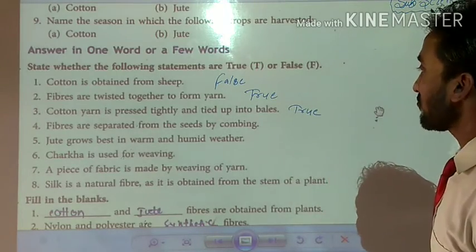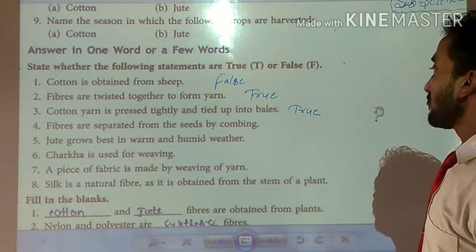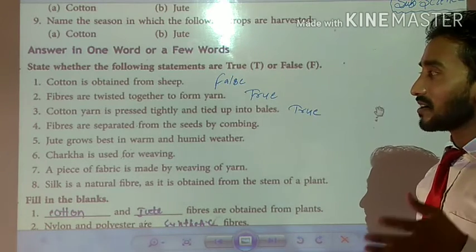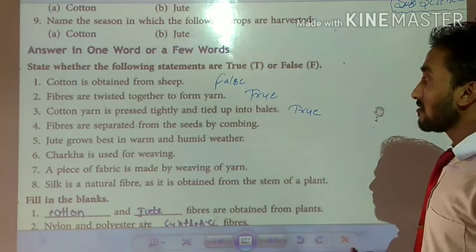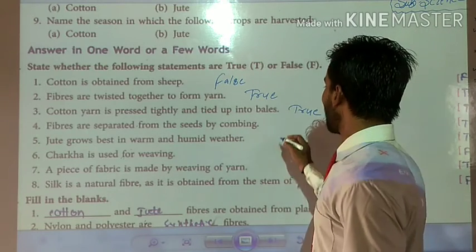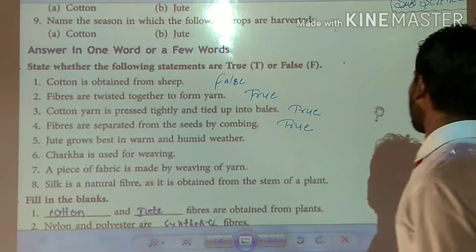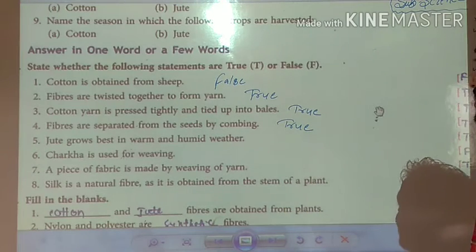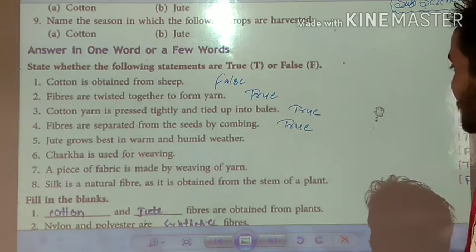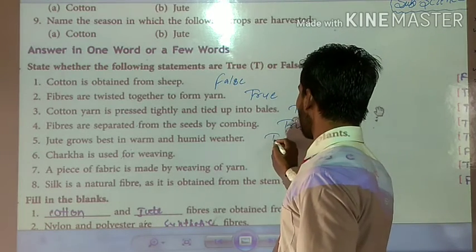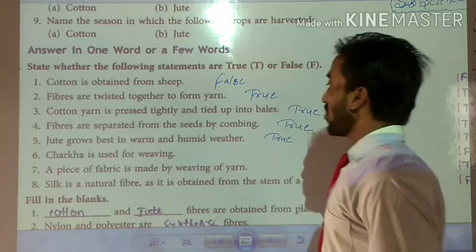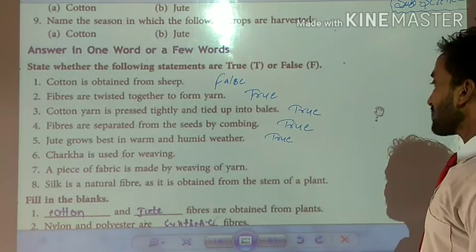See, question number 4. Fibers are separated from the seeds by combing. This statement is also true. See the next question. Jute grows best in warm and humid weather. Yes, exactly. Jute grows best in warm and humid weather.